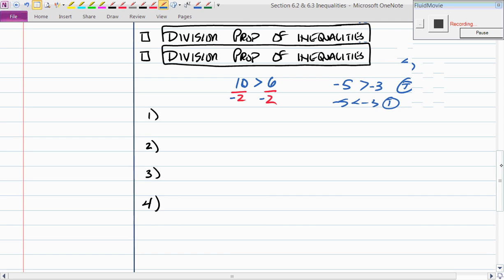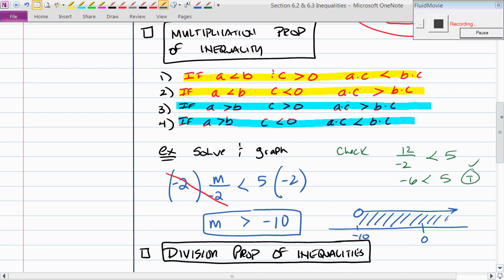So is there a similarity, everybody, between the division property and the multiplication property? Yes, there is a similarity here with the multiplication property and a similarity here with the division property. What do you think that similarity is?